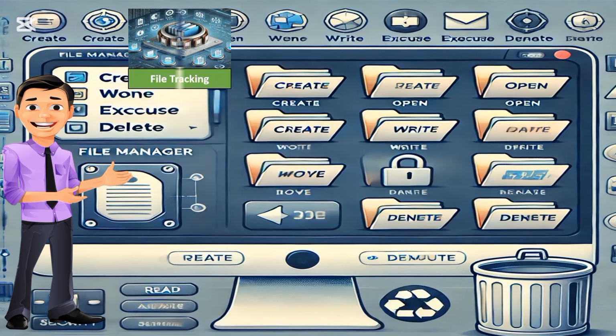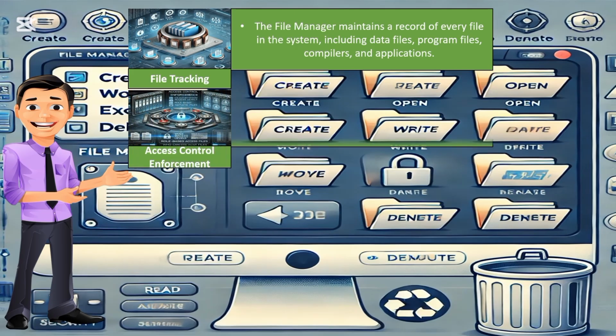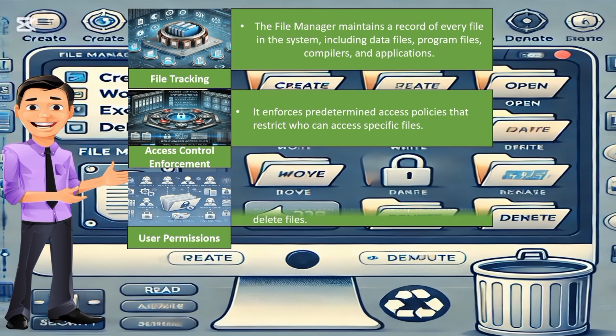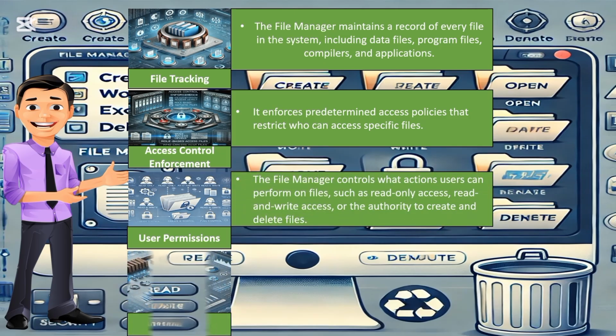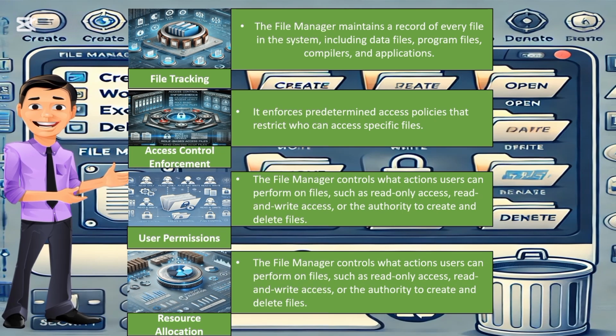File tracking. The file manager maintains a record of every file in the system, including data files, program files, compilers, and applications. Access control enforcement. It enforces predetermined access policies that restrict who can access specific files.